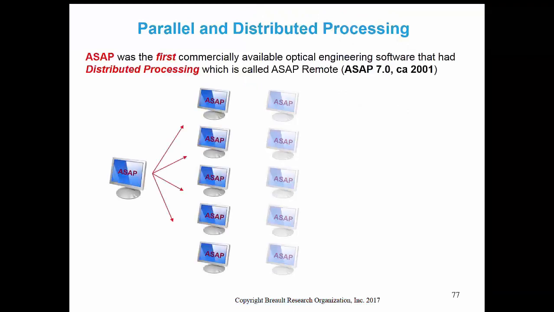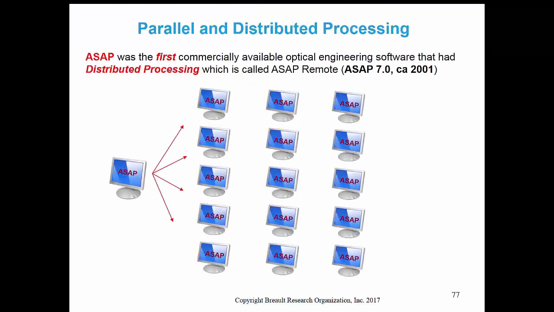ASAP's Remote or distributed processing allows you to distribute design and analysis tasks such as large ray traces, sensitivity and tolerance analysis, or to perform true Monte Carlo simulations over a large number of machines, thereby substantially decreasing the simulation time and increasing the user's productivity. Remote allows a properly licensed single user to access up to 100 CPUs or cores or more across multiple computers on the local area network, LAN, including the user's own PC.